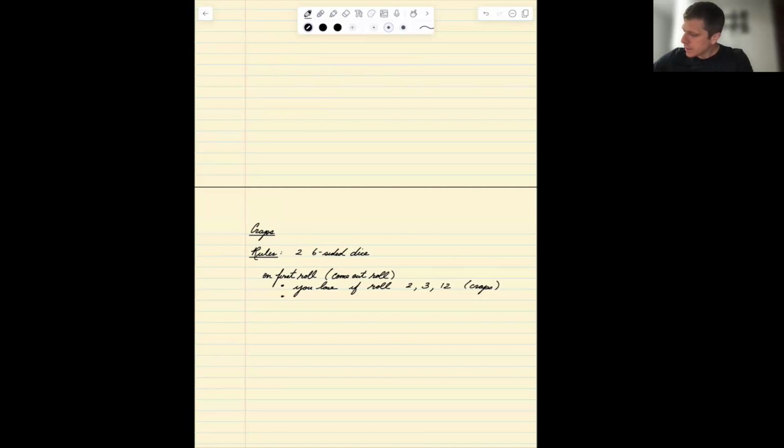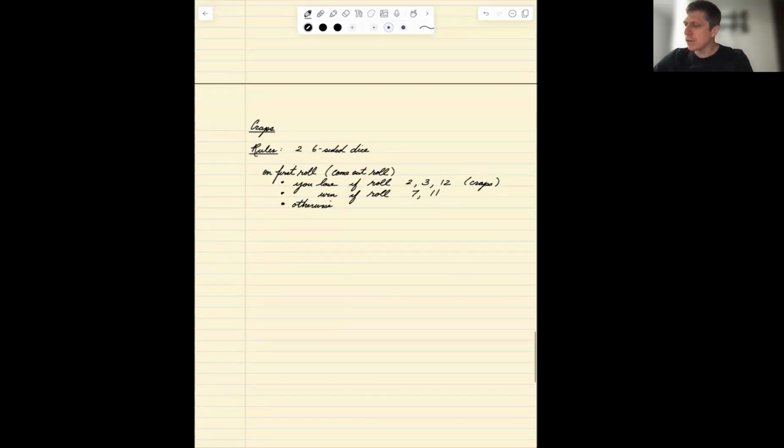We win if we roll 7 or 11, called yo 11. Otherwise, we enter into a second stage of the game. So the game ends on the initial come out roll if we roll craps, 7, or 11. Otherwise, the roll total, which the possibilities are 4, 5, 6, 8, 9, 10, becomes what's called the point.